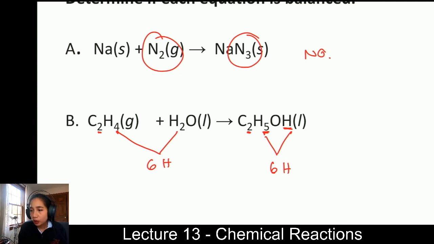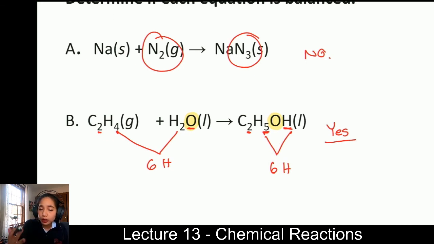So hydrogens seem to be good too. And then lastly, our last element is oxygen. There's 1 oxygen on our reactant side, and it looks like there's 1 oxygen on our product side. So yes, this reaction is balanced. Cool. This is just an example where elements can show up in different places.